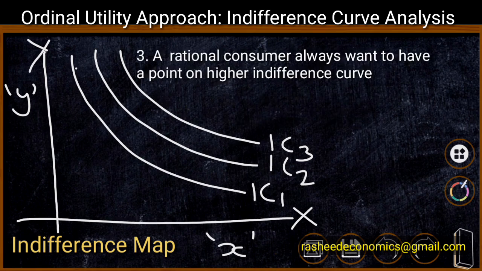Third point, a consumer always wants to have a higher indifference curve. Since a consumer is rational, he wants to have more and more units of X and Y, and therefore a consumer always prefers a higher indifference curve.